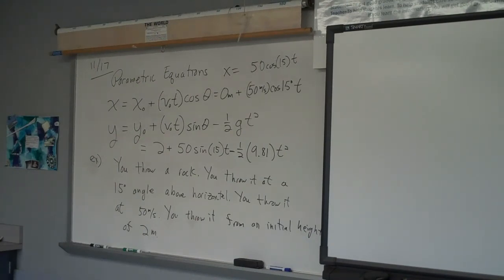After the X, it should be 50 cosine 15t. Is it T squared? For X, it's just T.